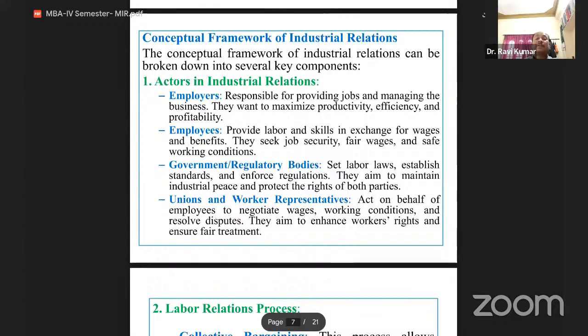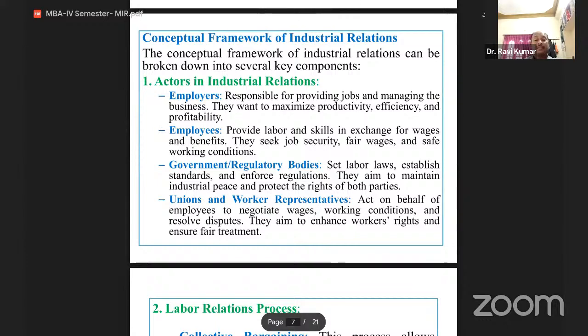Let's see employers. Who is he? Why is he? Let's see. He is responsible for providing jobs. Definitely, if he is going to establish a particular company, he is going to provide jobs to job seekers and workers, and manage the business.